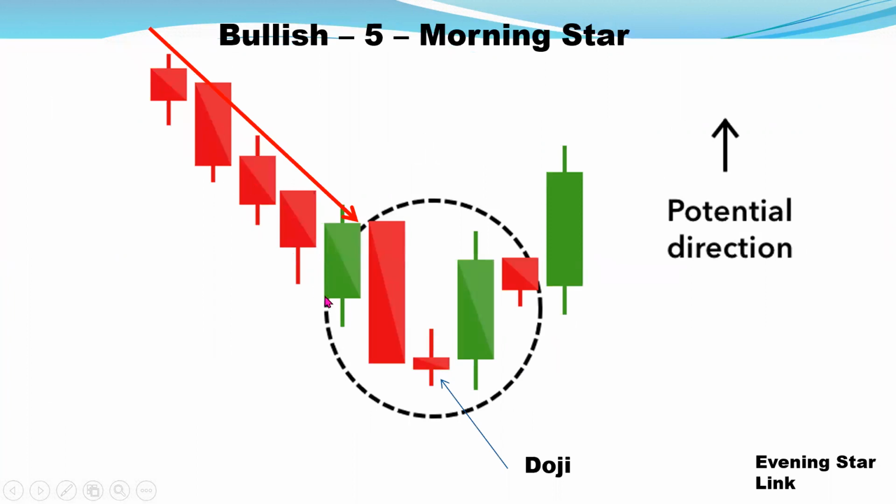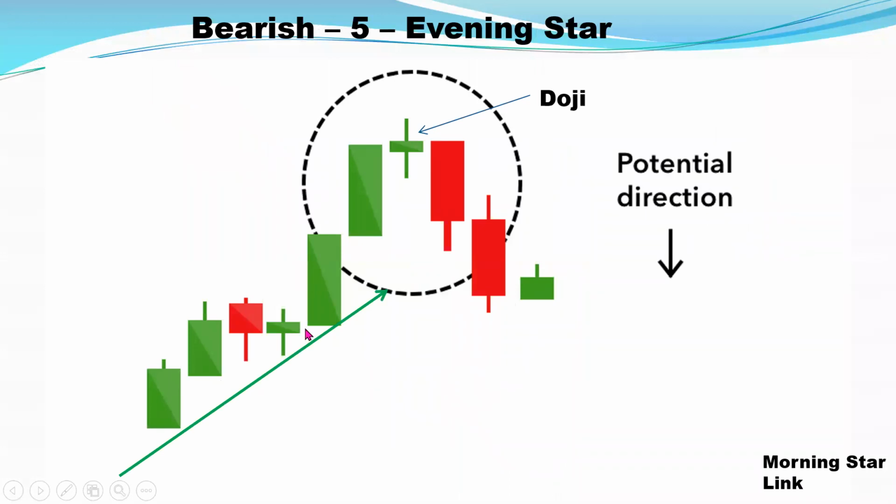Morning star. Market is going down. Sorry, I will show you the bearish first. Market is going up, a doji candle, then a red candle. Both these are telling me that there is a fall, a reversal taking place. So here is the bearish trend and the market is going down.